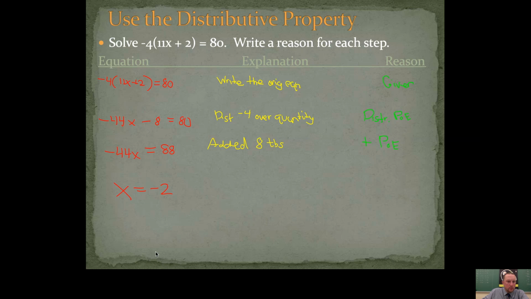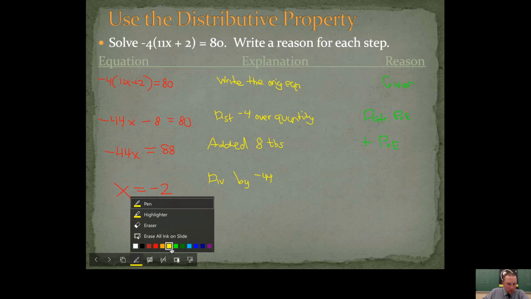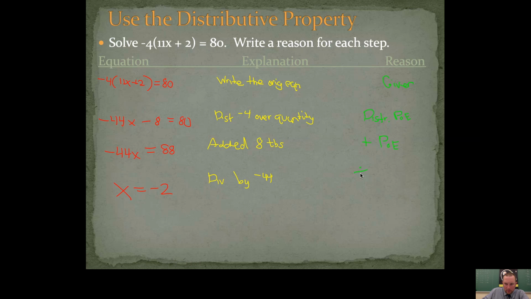What was that one thing that we did? We divided by negative 44. What's that called? We divided both sides by negative 44. That's your division property of equality. So we solved for x. We explained what we did in the middle. We gave an algebraic property on the right side as our reason.